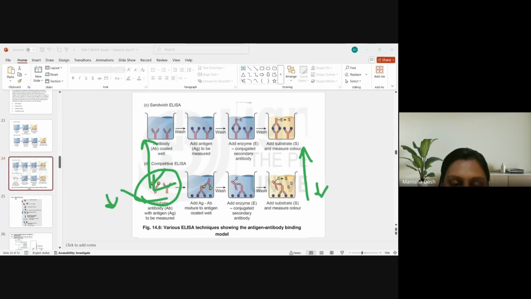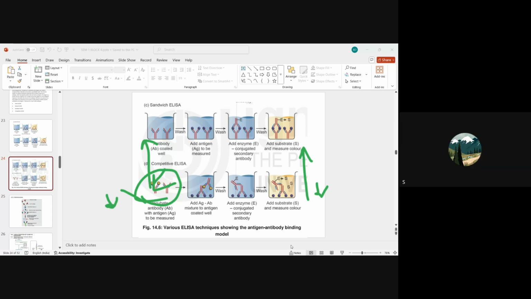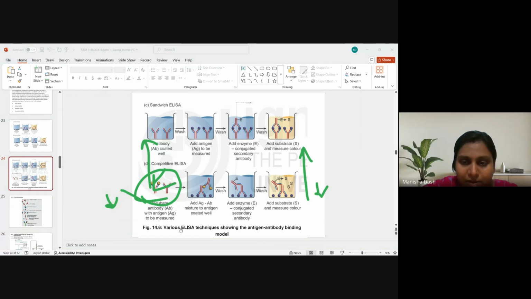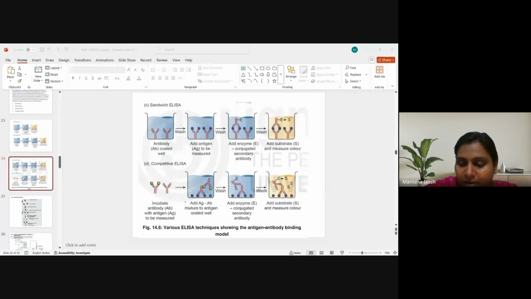So there is an inverse relation between the color product and the antigen concentration in the original sample. Is it clear now? Yes, ma'am. Okay, you can go through the text once again. If you still find it difficult, then I guess it will be clear.